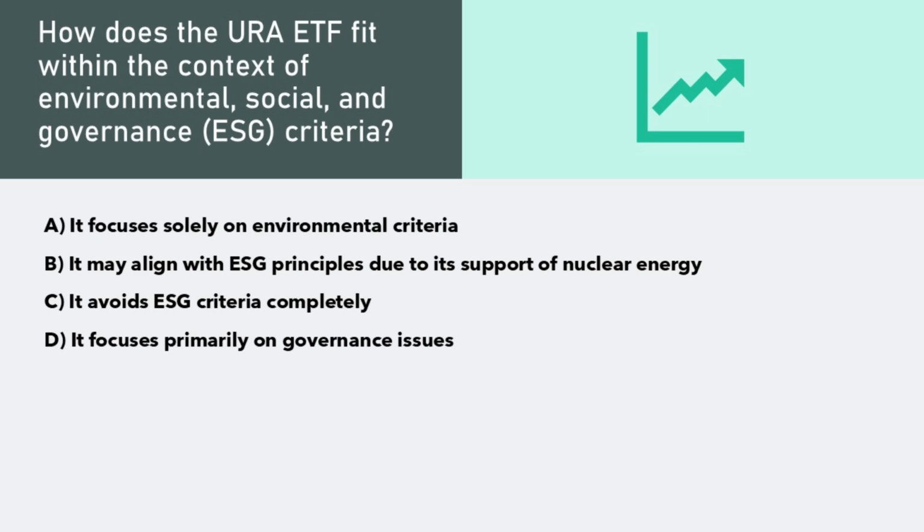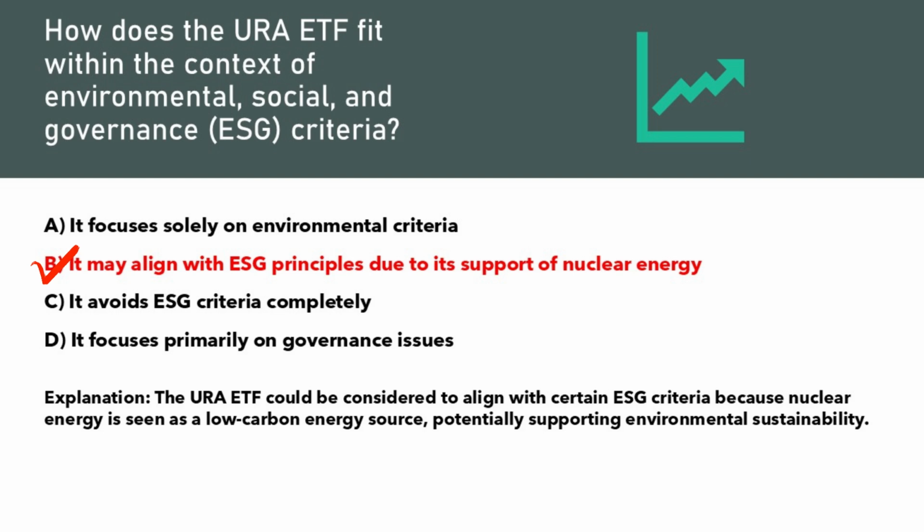How does the URA ETF fit within the context of environmental, social, and governance (ESG) criteria? Answer B. It may align with ESG principles due to its support of nuclear energy. Explanation: the URA ETF could be considered to align with certain ESG criteria because nuclear energy is seen as a low-carbon energy source, potentially supporting environmental sustainability.